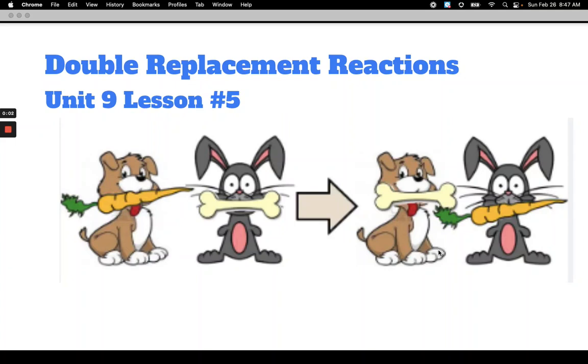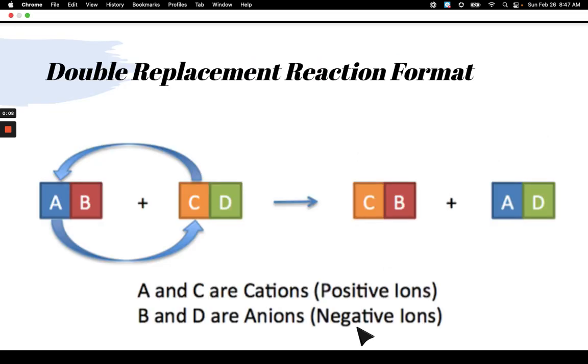Hello, chemistry students. This is your Unit 9 lesson on double replacement reactions. Double replacement reactions have a specific format or pattern. They involve the mixing of two soluble ionic compounds. Soluble means that the ionic compounds will dissociate or dissolve in water.